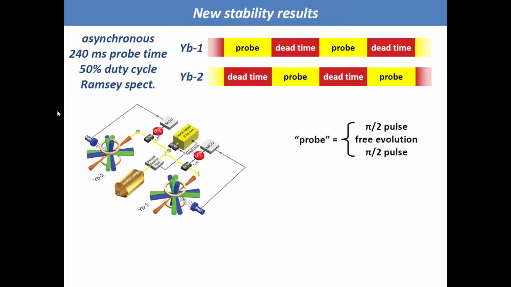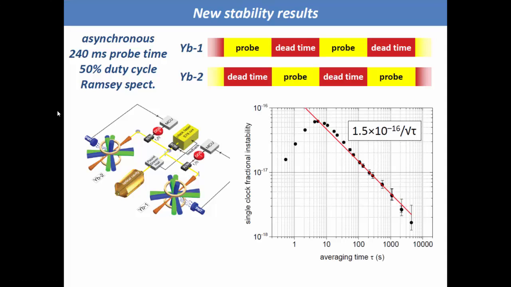All right, so with these upgrades to our clock laser, as well as some other upgrades to our system that I won't delve into, it's now time to reassess the stability of our clocks. So again, we use asynchronous interrogation. We use a 50% duty cycle here with the Ramsey spectroscopy, so our timing sequence looks like this. And when we do our comparison, we get a result of 1.5 times 10 to the negative 16 per root tau. So this represents just over a factor of 2 improvement in this coefficient, the stability at 1 second if you extrapolate the line back.